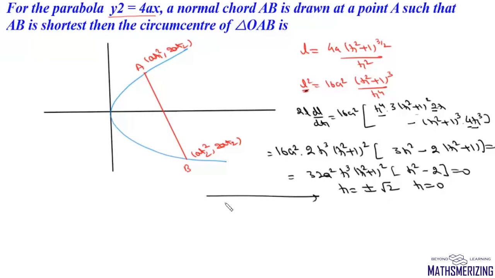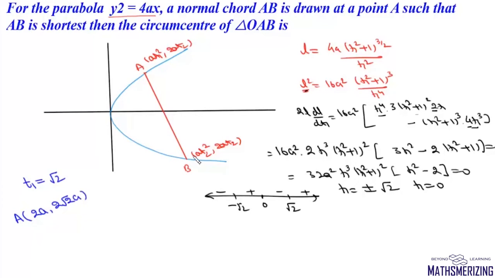So we'll plot these roots on a number line. We'll get minus root 2, 0, and plus root 2. Rightmost is plus, so it alternates: plus, minus, plus, minus. So we'll get a minima when the value of t is either plus root 2 or minus root 2. So the length of this normal chord will be minimum when the value of t1 is, say, root 2. So if the value of t1 is root 2, we can write this point A as (at1², 2at1), so it will be (2a, 2√2a).